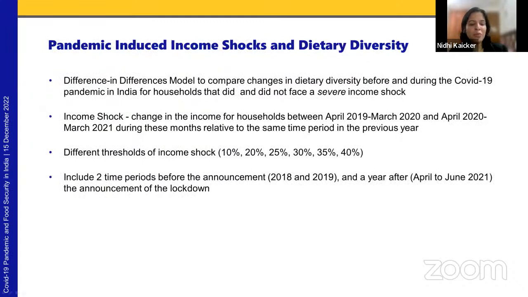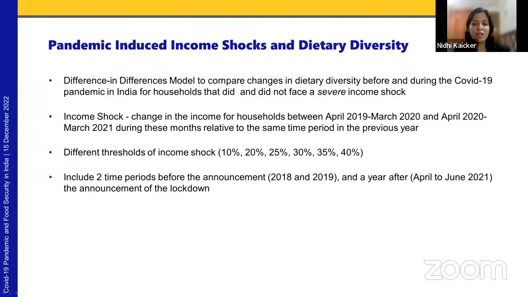To further examine whether income shocks induced by the COVID-19 pandemic altered the household consumption behavior, we employ a DID, a difference in differences technique. In our case, the DID compares changes in dietary diversity before and during the pandemic in India for households that did and did not face a severe income shock. So those who did not is the control group, and those who did is the treated group.